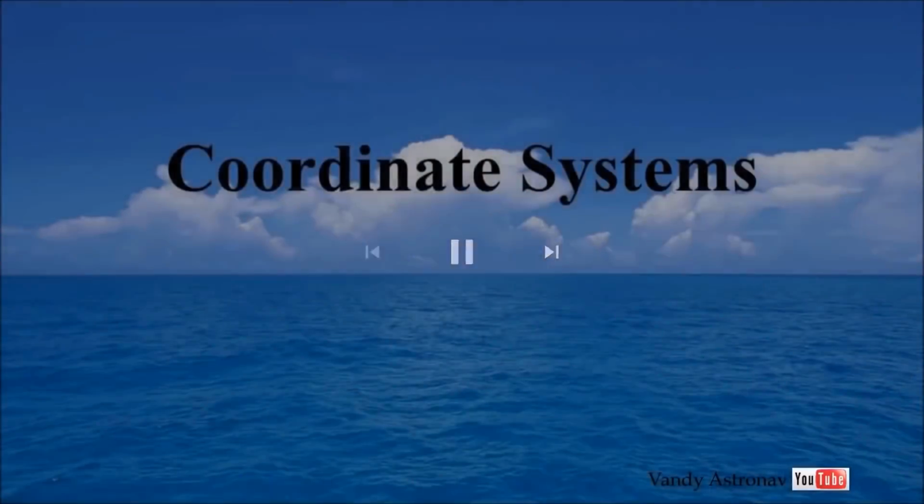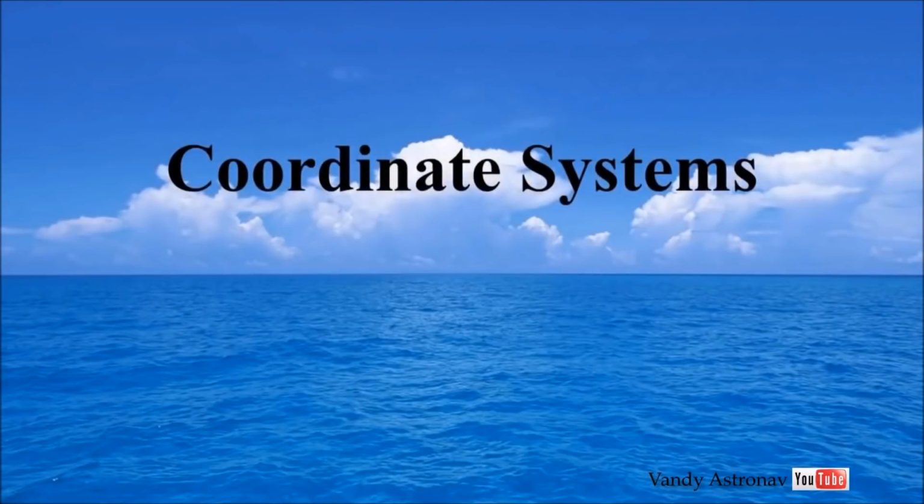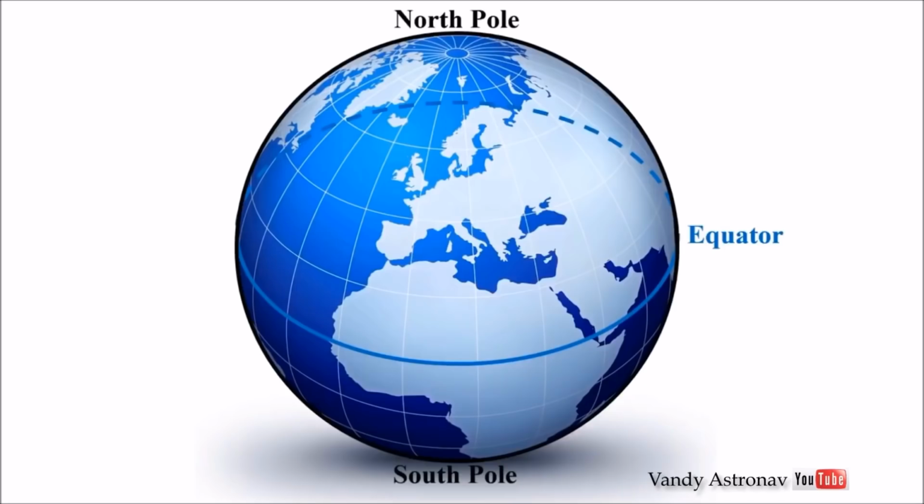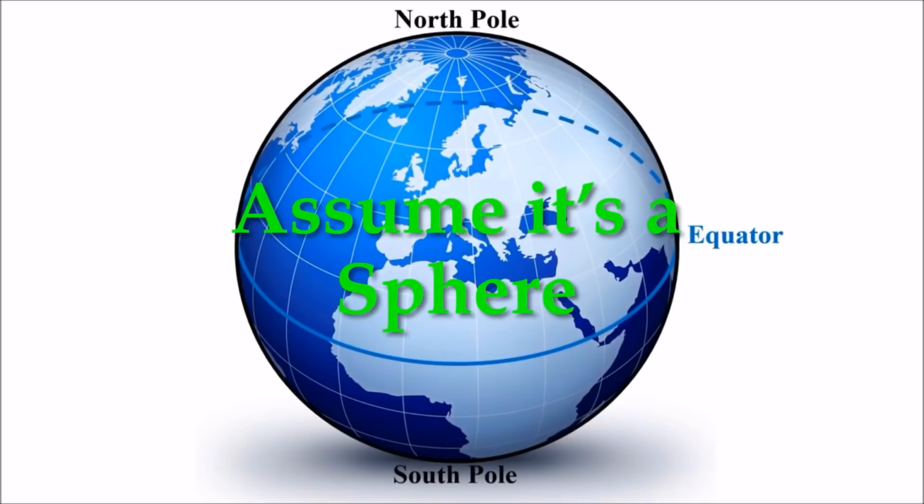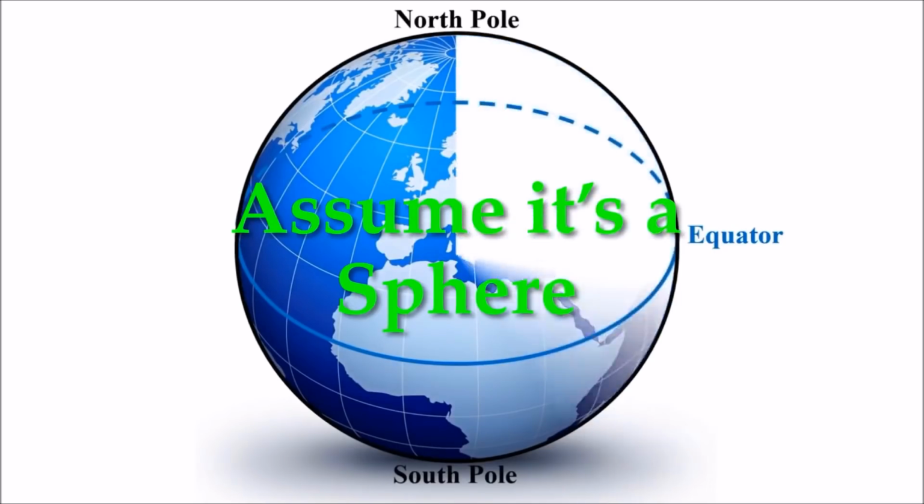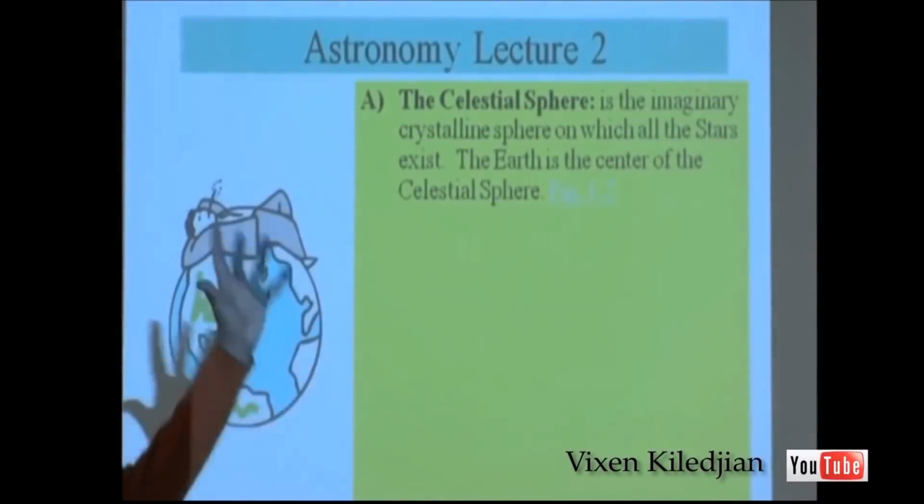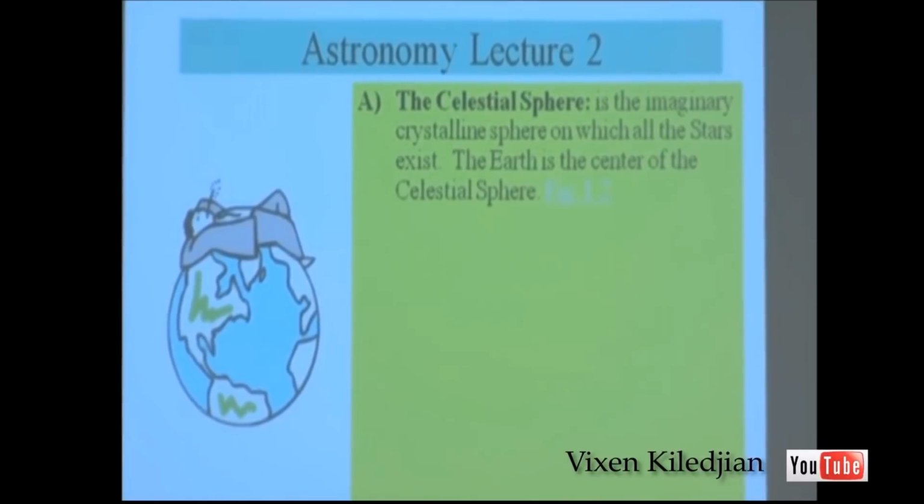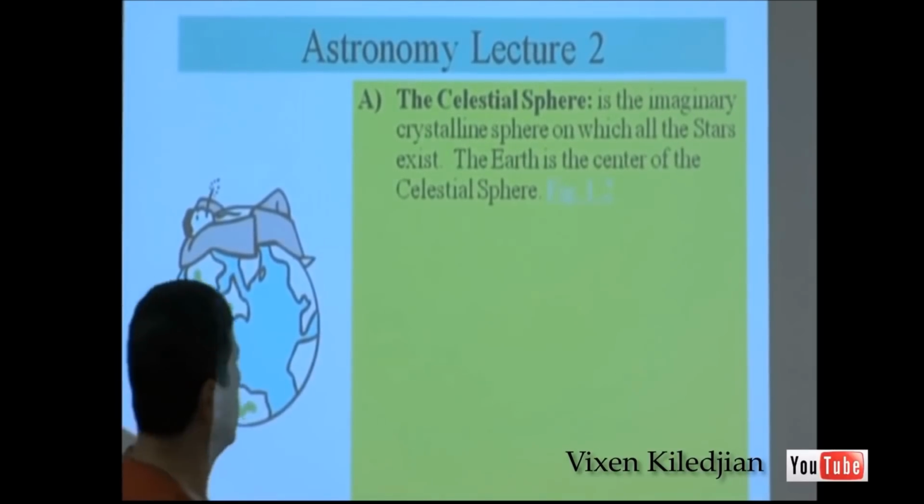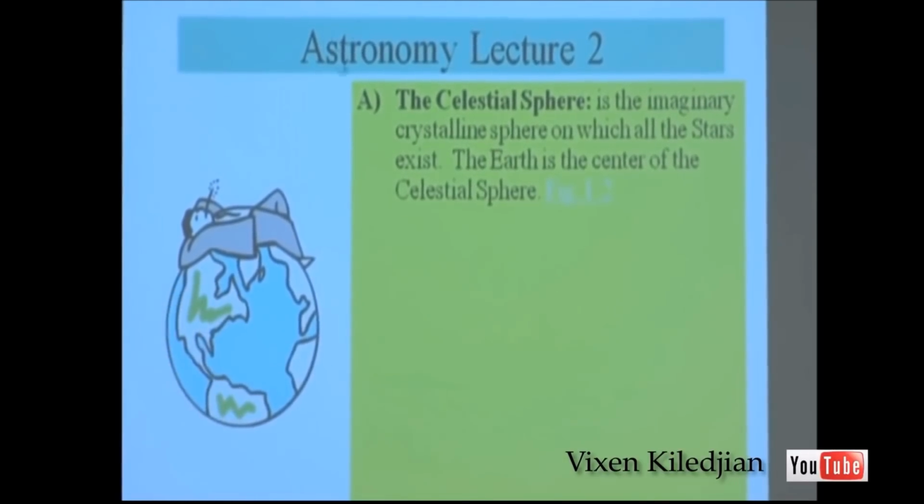In this video, we'll explain the coordinate systems used in celestial navigation. Every location on our planet has a unique set of terrestrial coordinates consisting of latitude and longitude. These are more commonly referred to as geographic coordinates. Let's assume our planet is a perfect sphere. The celestial sphere is the imaginary crystalline sphere on which all of the stars exist. The Earth is the center of the celestial sphere.